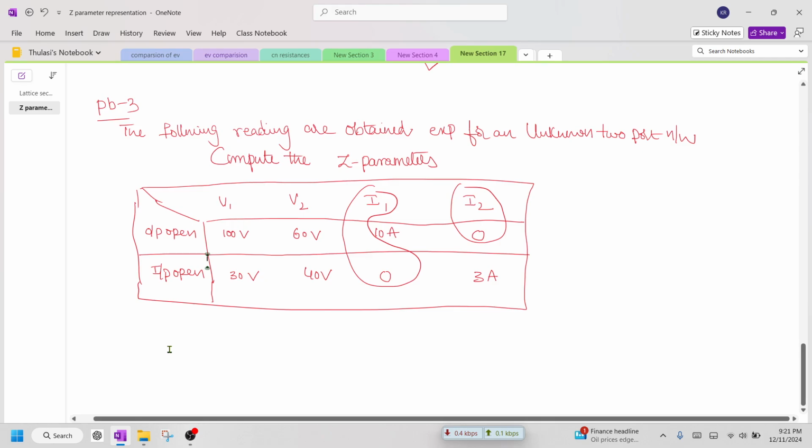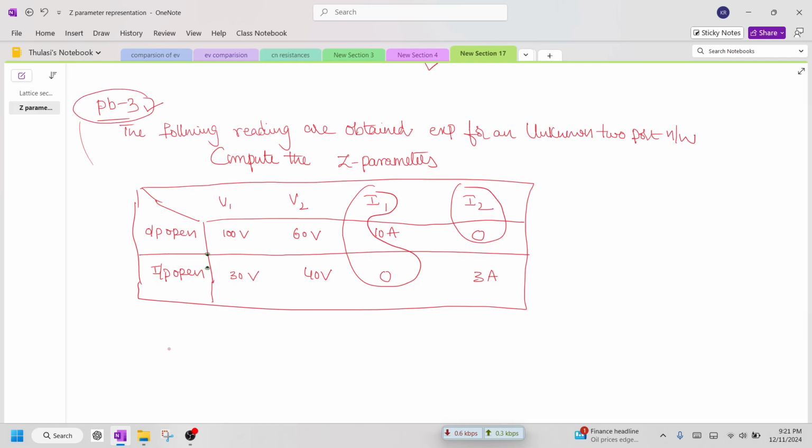So now we are going to solve the problems on Z parameters. The given problem is problem number 3. The following readings are obtained experimentally from an unknown two-port network. That network is not given to us. Compute the Z parameters, that is, we need to find Z11, Z12, Z21, and Z22. So these are the Z parameters we need to find out.